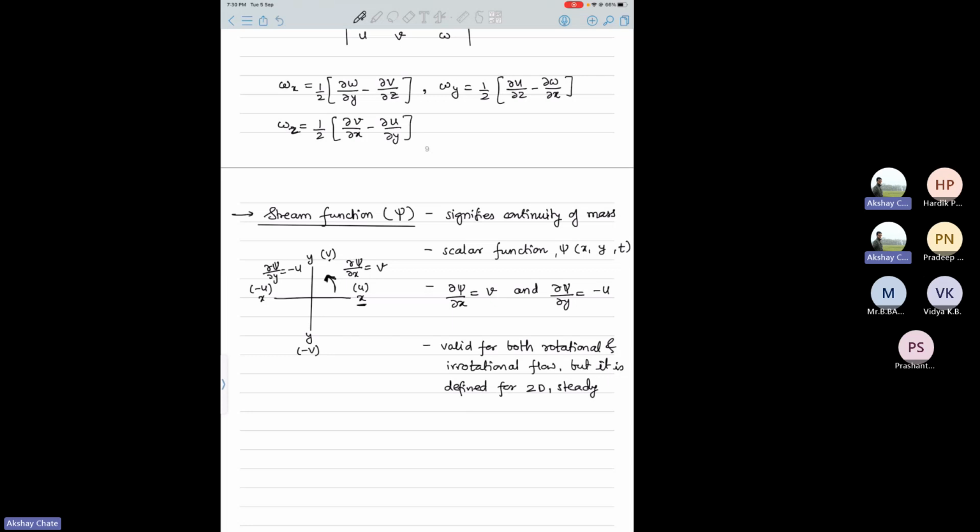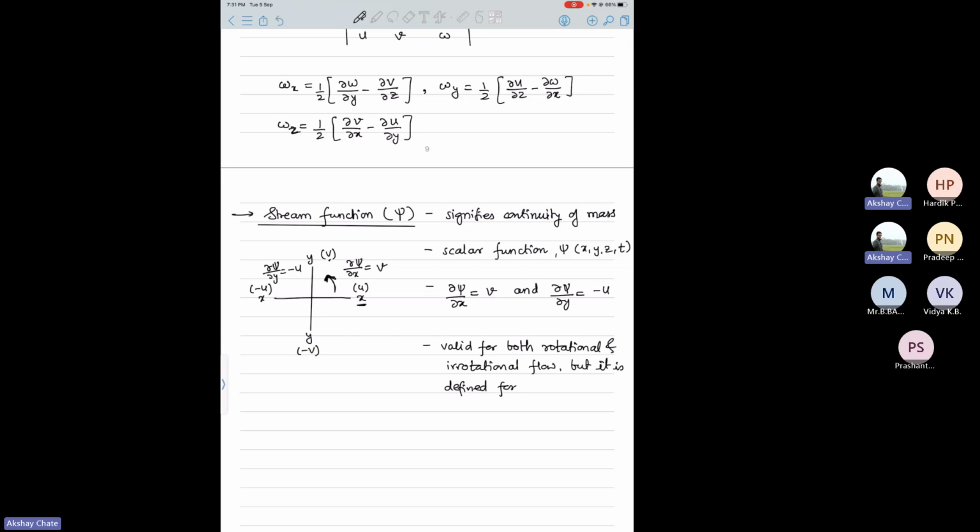Yeah, I am wrong here. It should not be 2D. It is valid for 3D also. But typically we study mostly 2D problems. That's why I think I got confused. Anyway, it is for steady flow, that is true. Maybe I had read somewhere it is like that only, but I don't know. Maybe I'm wrong.